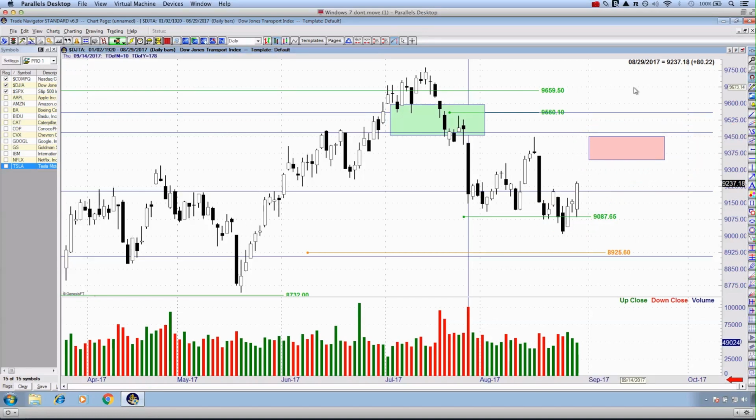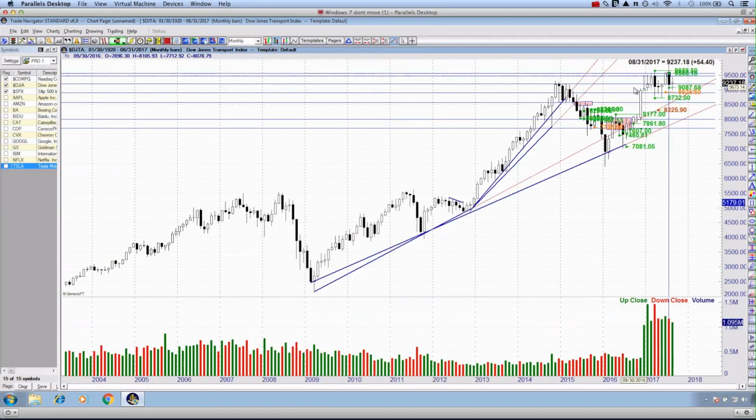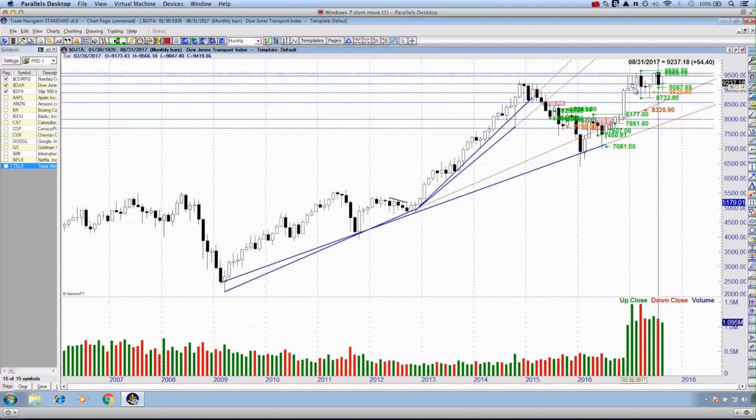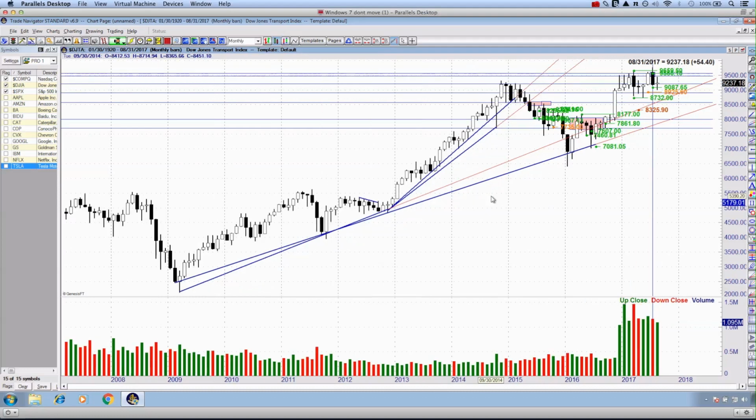So what I'd like to do first of all is explain what is going on on the monthly chart. If we start looking at the transportational average, this is going all the way back to the year 2009, even all the way back to really 2006. But you can see that we have been in a prolonged bullish trend. This is all A-OK. We're still making a series of higher highs and higher lows as the trend has continued.